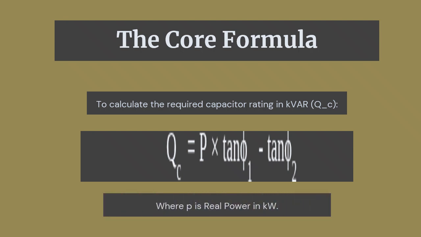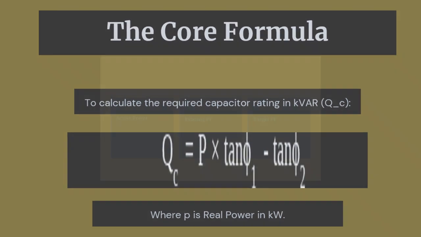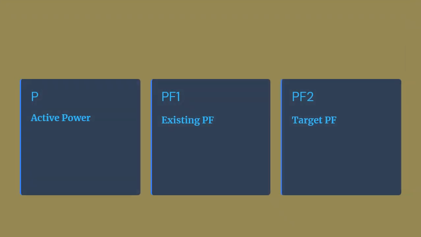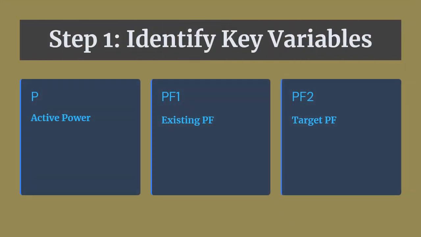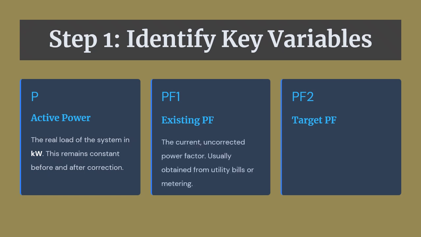Step 1. Identify key variables. Step 1 is gathering your data. You need three specific numbers. P, your active load in kilowatts, which remains constant. PF1, your existing, poor power factor. And PF2, your target power factor, usually 0.95 or higher to avoid utility penalties.